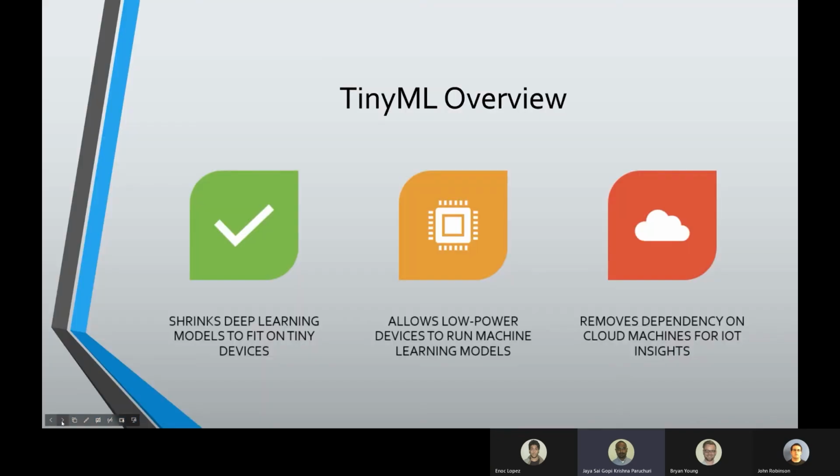So coming to the TinyML overview, it shrinks deep learning models to fit on tiny devices, and it allows low power devices to run machine learning models. And as it runs on the edge, the data doesn't have to be sent to the server for inference, so it removes the dependency on the cloud.